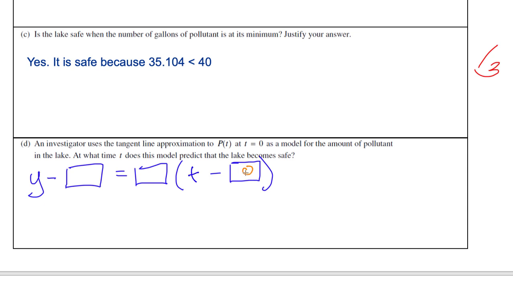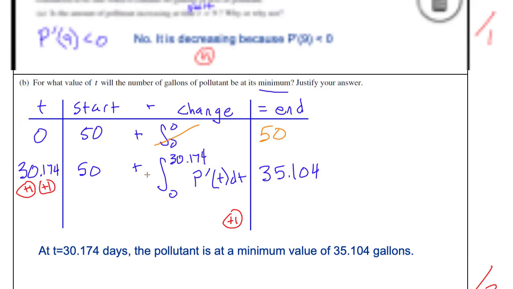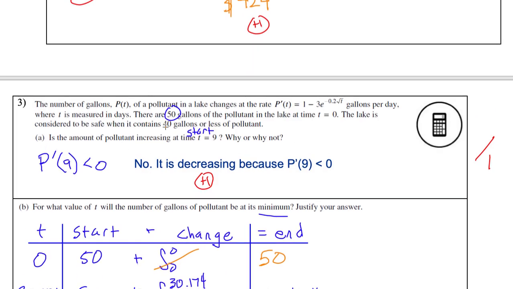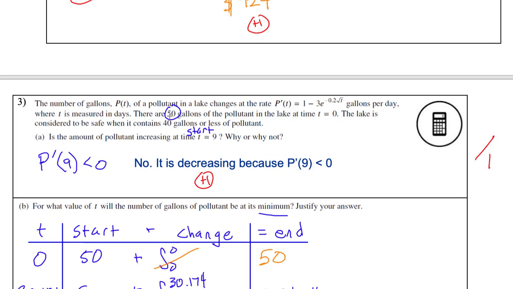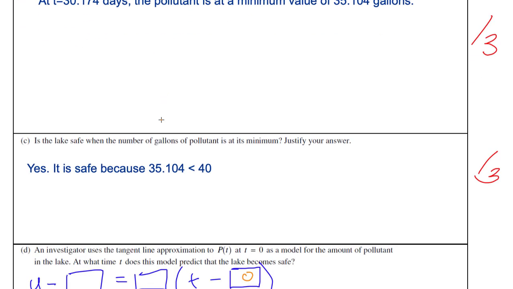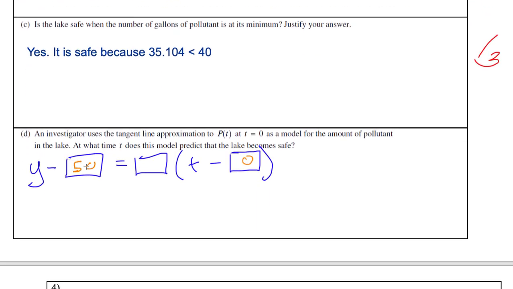When I plug in p of 0, what's happening? Well, I know that the amount of pollutant that I started with is 50. The start amount is 50. That means 50 is my y value, my start amount.